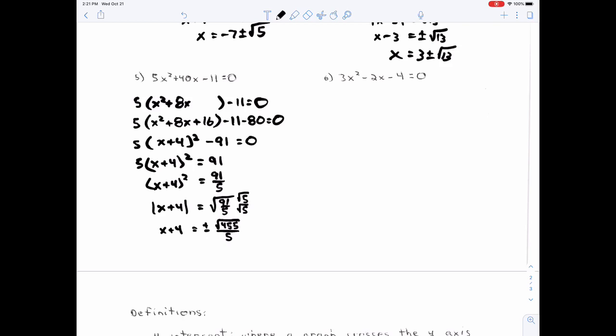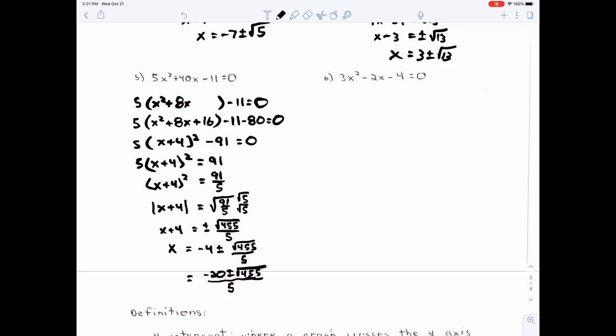Okay, and then we'll just subtract the 4. Now, when I subtract the 4, normally you'd want to get a common denominator here. So we'll get a common denominator of 5. So we have to multiply top and bottom of the negative 4 by 5. So that's negative 20 plus and minus the square root of 455. Kind of weird numbers there, but whatever. Okay. All right, let's take a look at this next one.